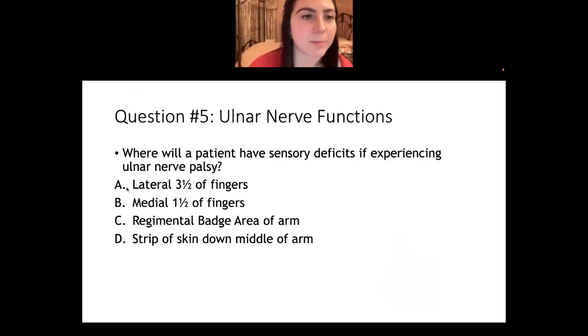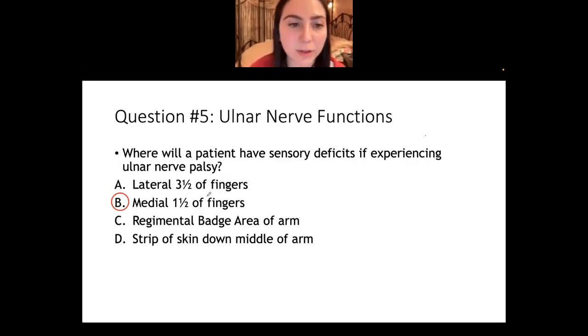All right. So here would be your question. Ulnar nerve function, where will a patient have sensory deficits if experiencing ulnar nerve palsy? So they're just straight up asking you. Beautiful. So the patient is going to experience deficits in the medial 1.5 fingers. So again, opposite of median. It's going to be the medial 1.5 fingers.